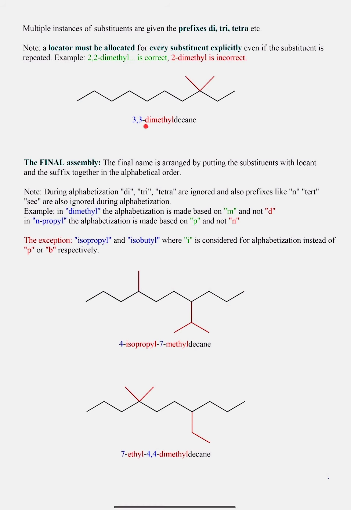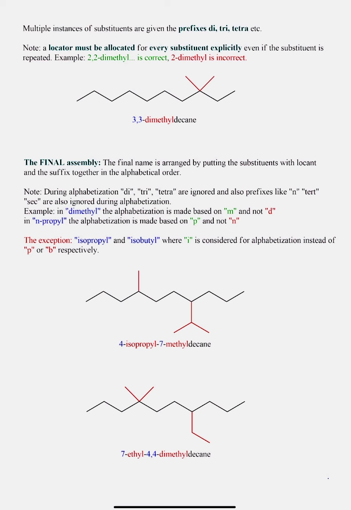If you have things like dimethyl, trimethyl, tetramethyl, etc., you do not consider D, T, or T to decide on the alphabetical order. You have to ignore di, tri, and tetra. That means you do not consider D for di, T for tri, and T for tetra in giving alphabetical order. For example, if you have dimethyl, trimethyl, and tetramethyl, in all cases you consider M for alphabetical order and not D, T, or T.